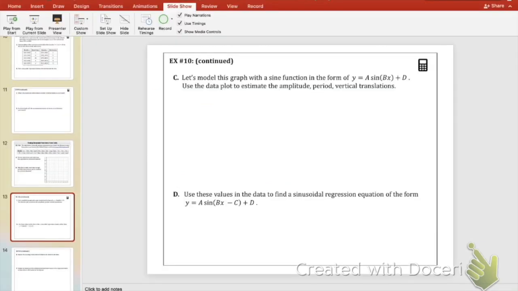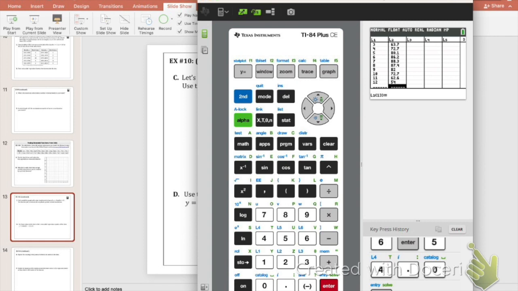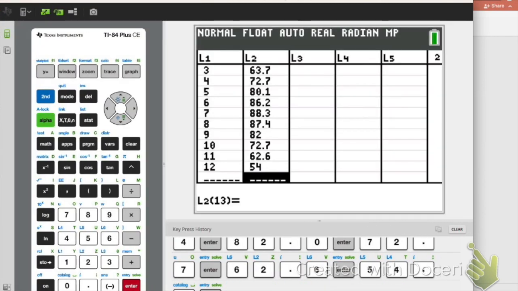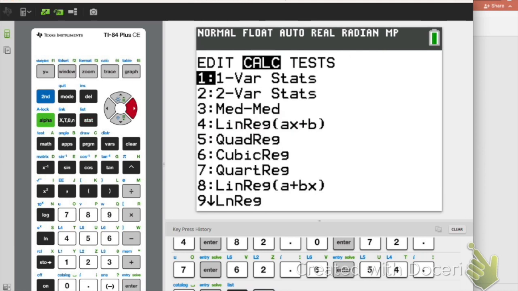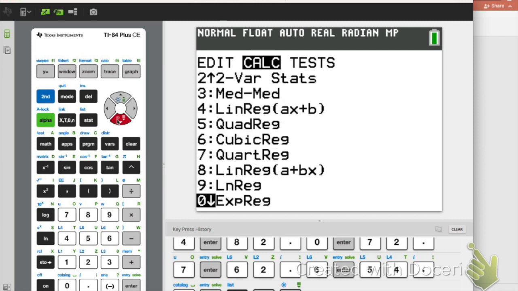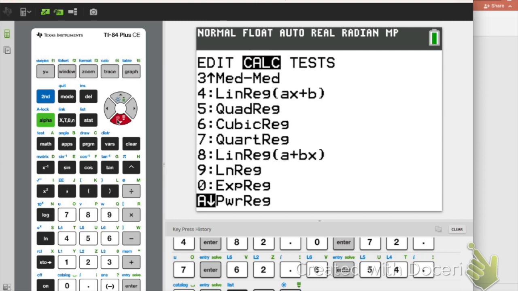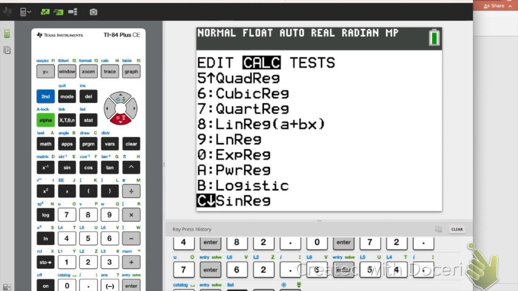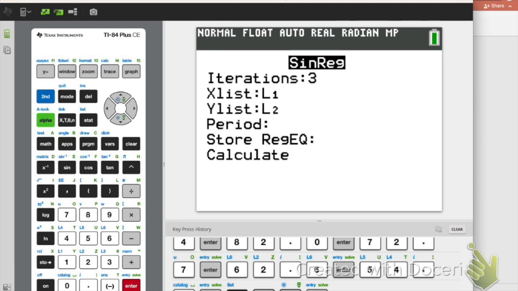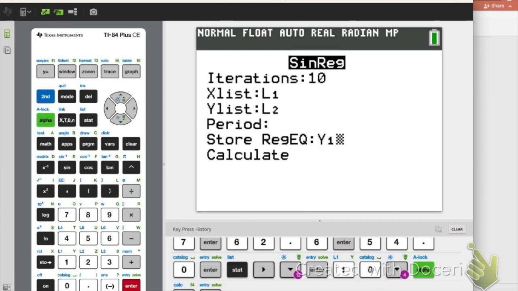So type in your results, that data in the table. L1 is going to be 1 through 12. L2 is going to be all of the actual values. Let's go over to STAT, CALC, down to C, SinReg. Let's go to 10 iterations, why not? And then let's store it just so we have it. Calculate.